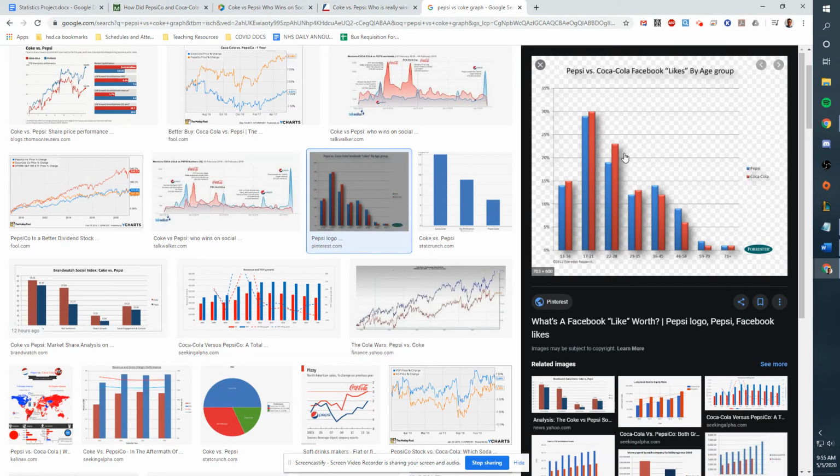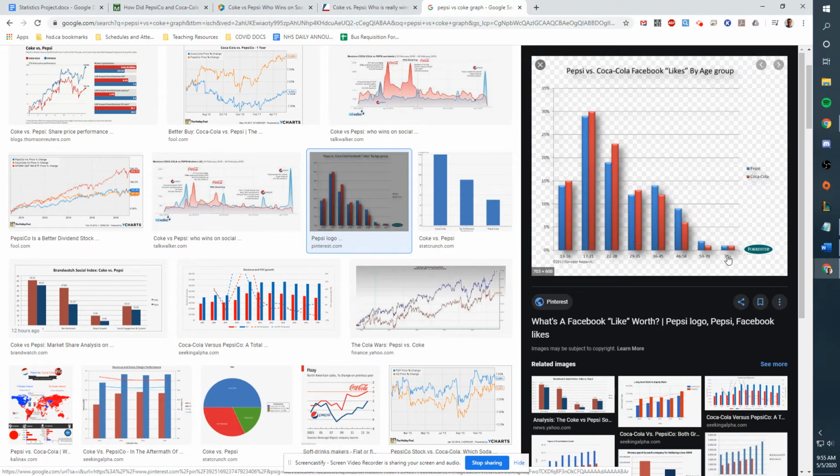This graph, on the other hand, Facebook likes by age group from Pinterest. This is probably not good data. This is very much likely biased. Not only is the source Pinterest, which is not awesome, it's likes by age group on Facebook. And so you're only sampling Facebook users. And of course, Facebook users have their own age demographic that probably mirrors this graph pretty close. So you might be getting a skewed perspective.